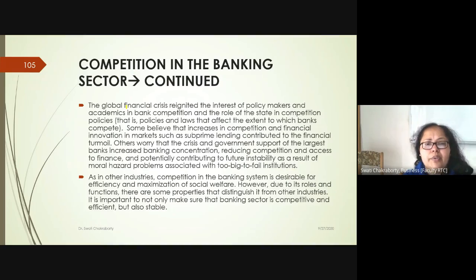Right? So when we had the global financial crisis, that actually reignited the interest of policymakers and academics in banking competition. They started taking fresh interest in the banking sector and the role of the state in competition policies. That is, the role of the state is the policies and laws that affect the extent to which banks compete. And some believe that this increase in competition and financial innovation in markets, where we're talking of subprime lending, actually resulted in this financial crisis.